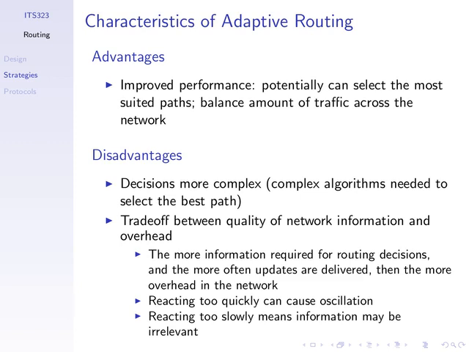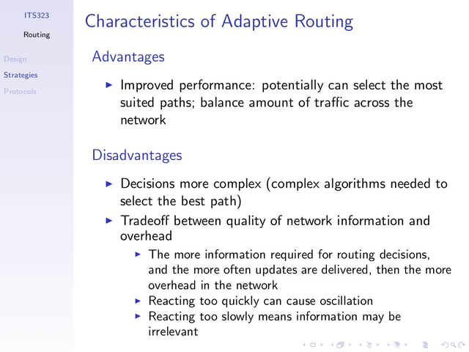The disadvantage of adaptive routing is it's complex. We need more complex algorithms for recalculating the least cost paths. And we need some overhead of updating the information. Some overhead is incurred. And the basic trade-off is the more information we receive about the network status and the more often we receive that information, the more likely we can choose an optimal path. That is, the better path we choose.